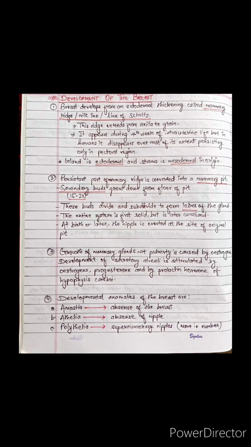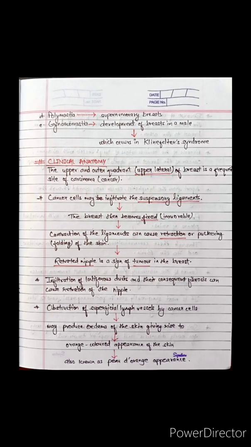Number 4. Developmental anomalies of the breast are amastia, which is the absence of the breast, athelia, absence of nipple, polythelia, supernumerary nipples, that means more in number, polymastia, supernumerary breast, gynecomastia, development of breast in a male, which occurs in Klinefelter's syndrome.